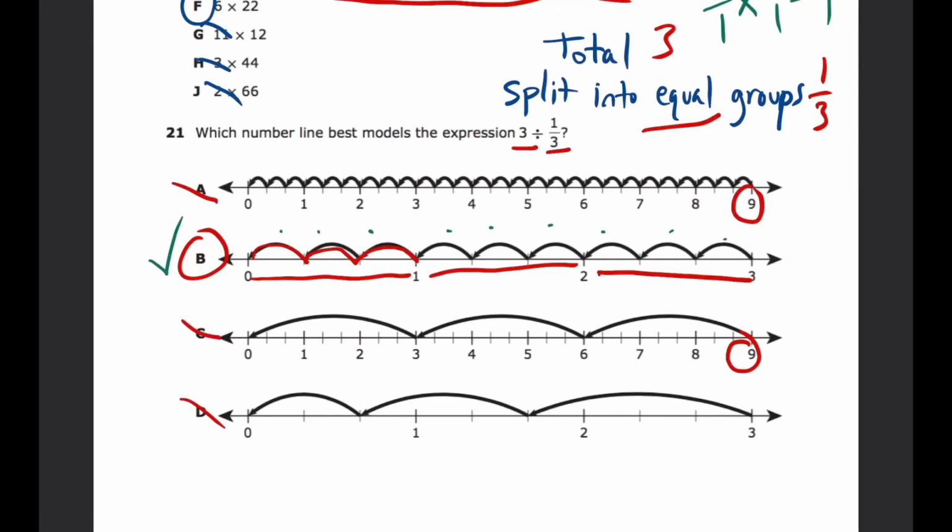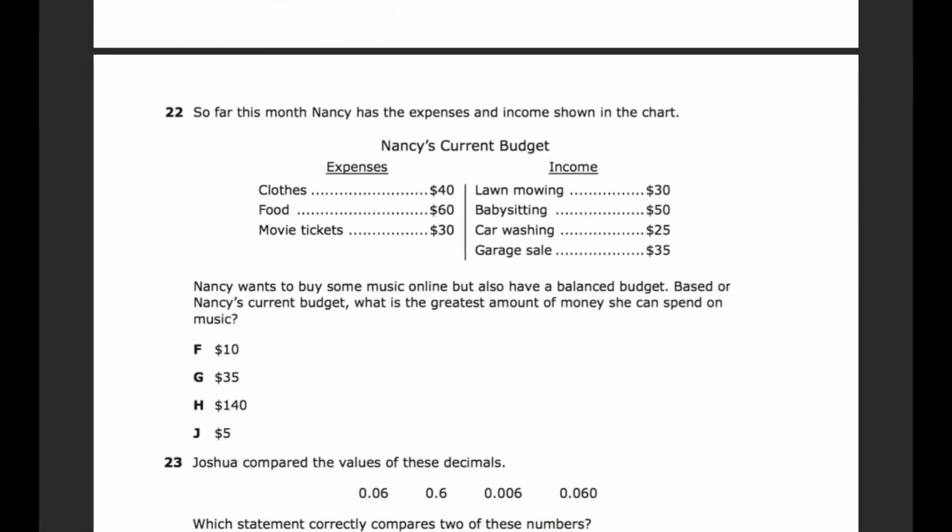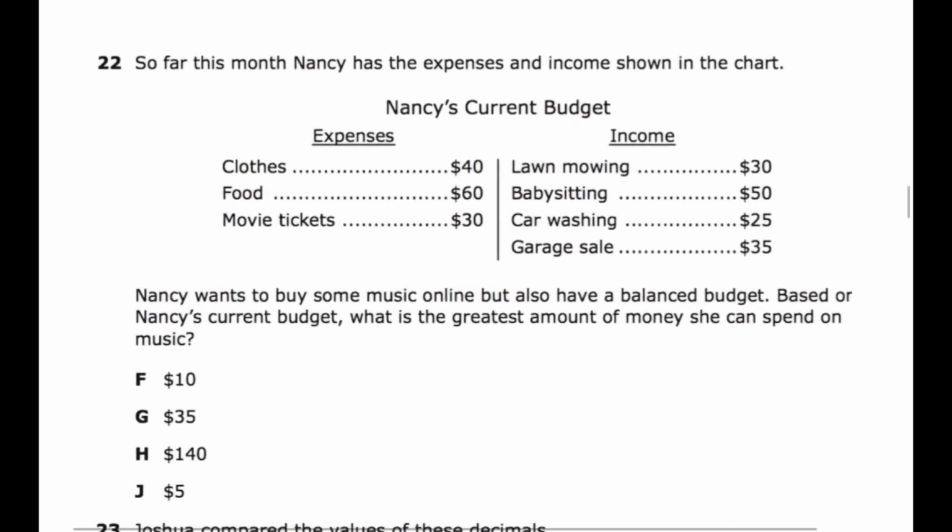Question number 22. So far this month, Nancy has the expenses and income shown in the chart. So this is her budget. And what we know about budgets is that for budgets to be balanced, they need to be equal on either side. Nancy wants to buy some music online, but she needs to have a balanced budget.